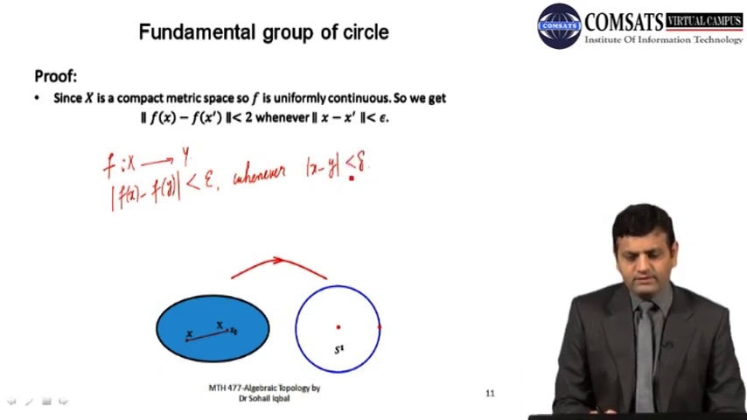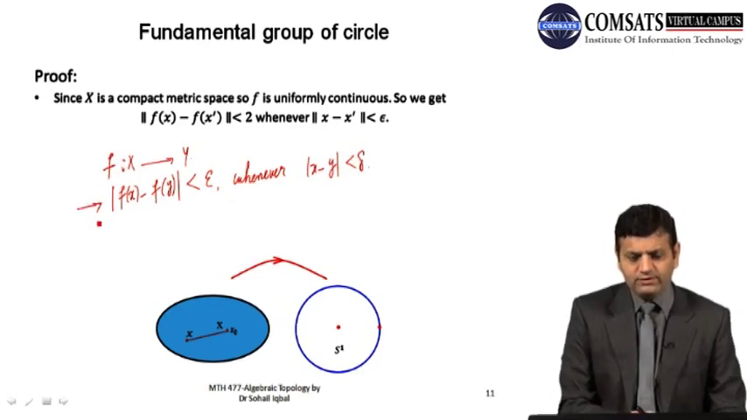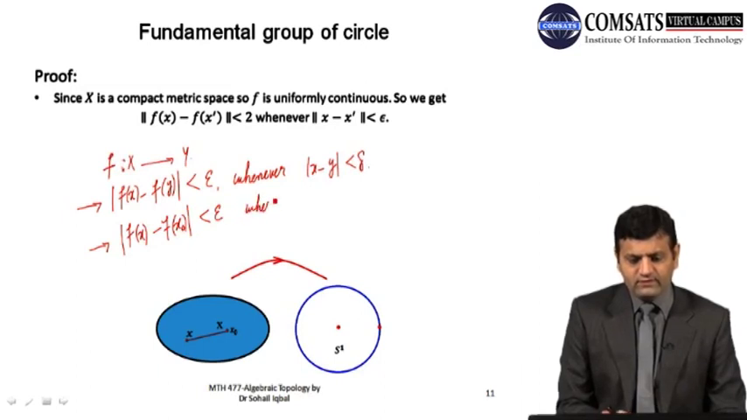Remember, there is a difference between uniform continuity and continuity. What is the definition of continuity? Let me write it down. A function is continuous at x naught if the distance between f of x and f of x naught is less than epsilon whenever the distance between x and x naught is less than delta. So there is a difference between these two.